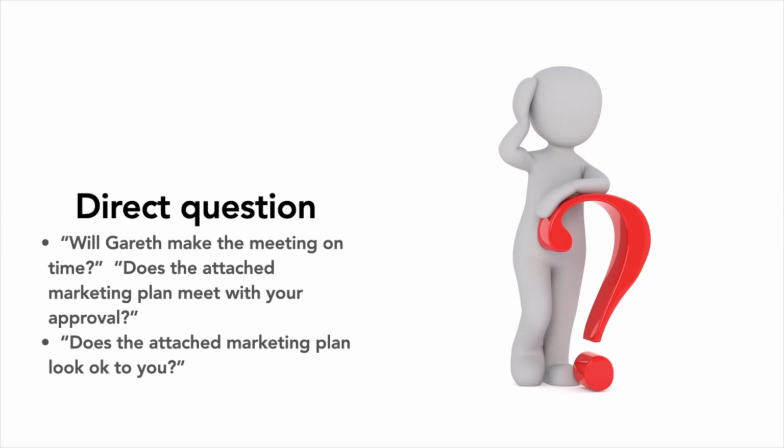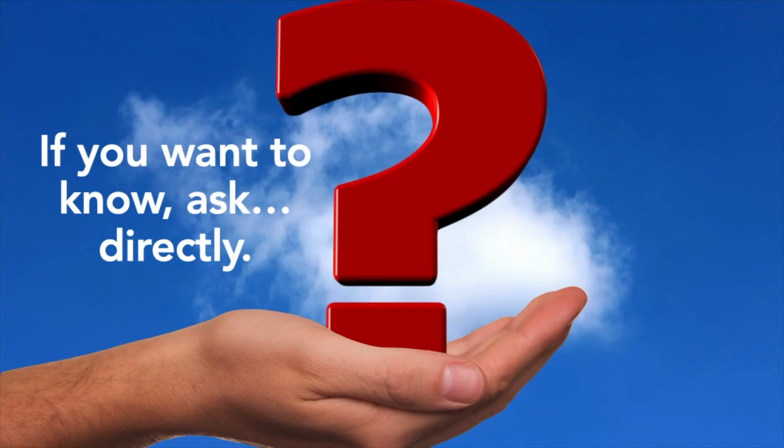Does the attached marketing plan meet with your approval? So now the person has to come back and say yes, no, or maybe. Or if you want to say something a little bit more informally, which I often do, does the attached marketing plan look okay to you? And often when I'm writing an email and I'm trying to figure out what response I want from the person, I often think, what would I say to them if I were in person? And that sometimes helps me find that more natural kind of question, as the second one is here. The moral of the story then is, if you want to know something, ask, but make sure you ask directly.